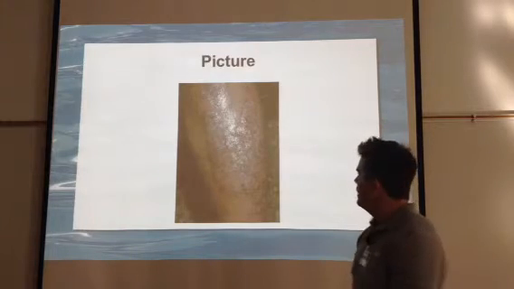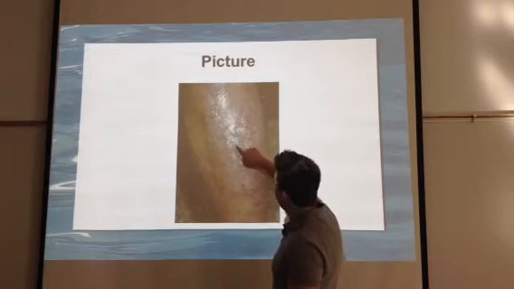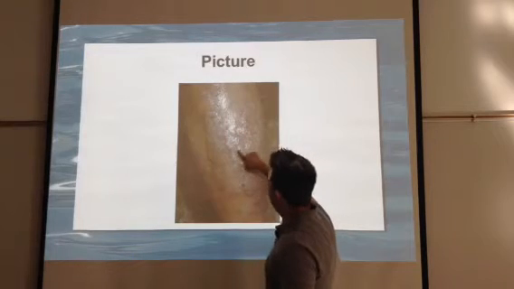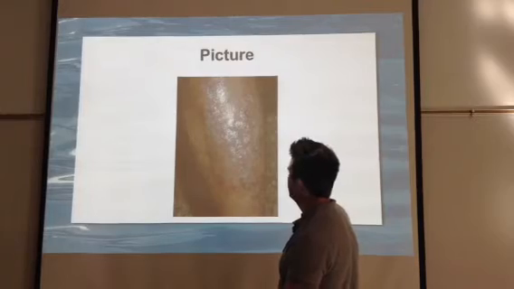Here's a picture, as you can see, of this guy's anterior portion of his leg, all the silvery, scaly appearance of the plaque psoriasis on his leg. That's what it looks like during symptom exacerbation.